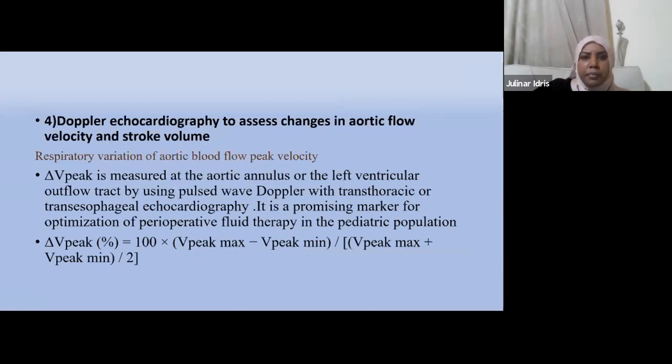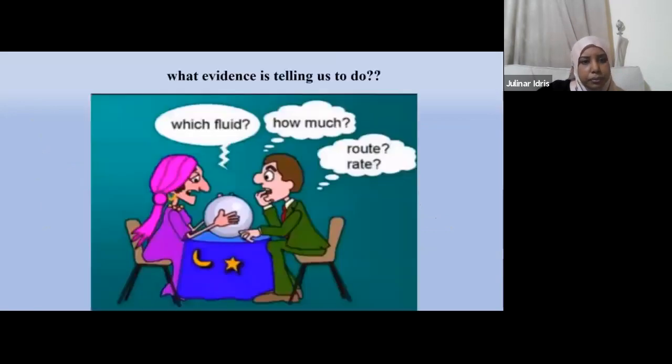And a lot of studies are now growing, especially for this one, because we will see that it is almost the only one found, especially in the pediatric population, to be predictive of fluid response. So let us see what evidence is telling us to do, because it's now more confusing.